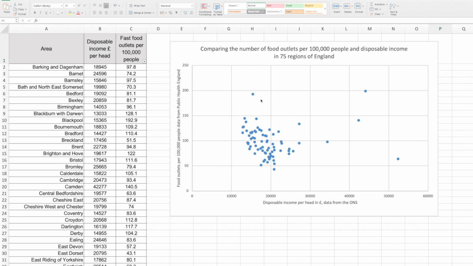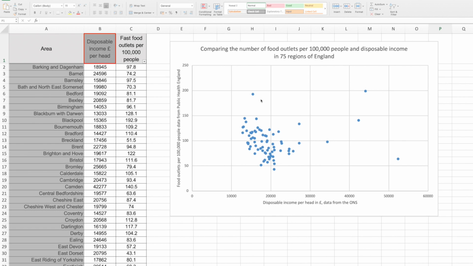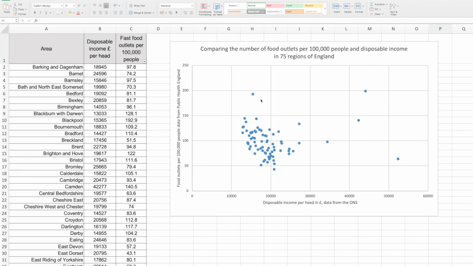Here's the data as a spreadsheet. For 75 regions in England, we can see that we've got data on the disposable income per head and also the density of fast food outlets. So we can plot the data into a scatter diagram as shown here. Most of the data points seem to lie in this area, highlighted here with the circle, and there does appear to be a trend, as shown by the line.